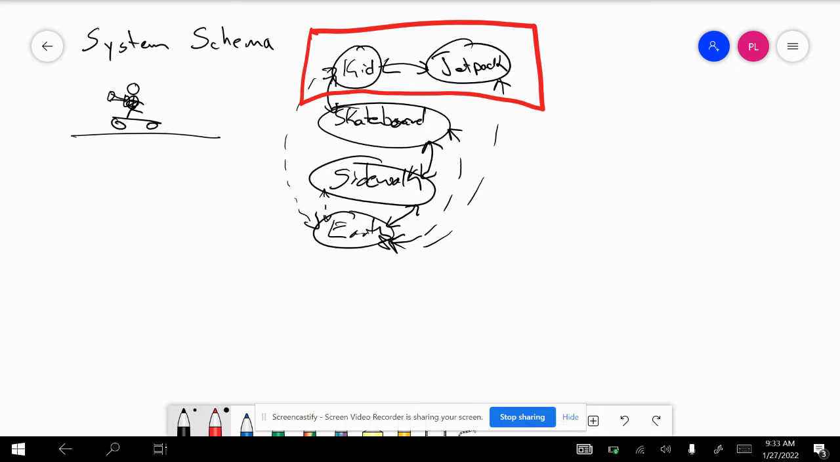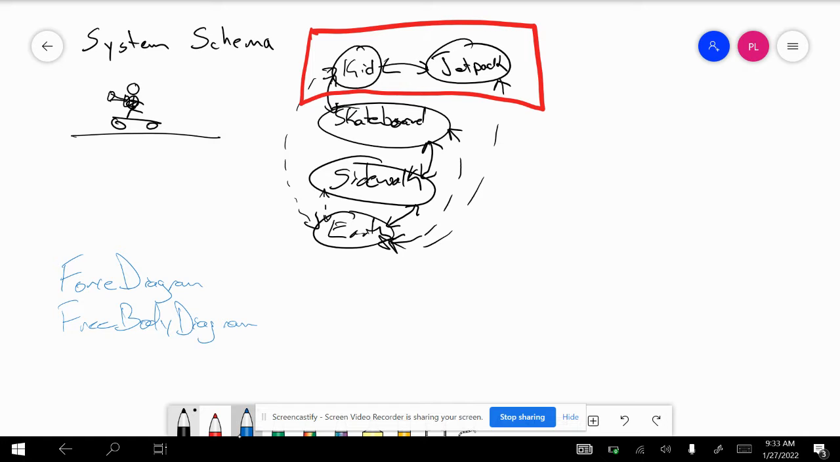Okay, so we did the system schema on there, and now we will look at the free body diagram or the force diagram. Some people will call them force diagrams. Some people will call them free body diagrams. So I'm just gonna use both there.